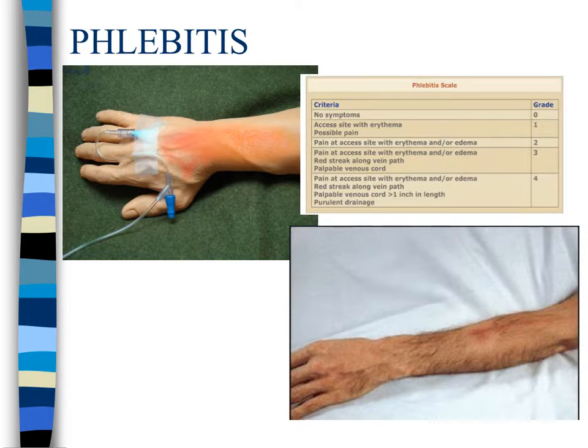Nursing interventions include assessment of the phlebitis, removing the needle or the catheter, avoiding multiple insertions, applying warm compresses, and continuously monitoring the patient's vital signs, including the temperature.